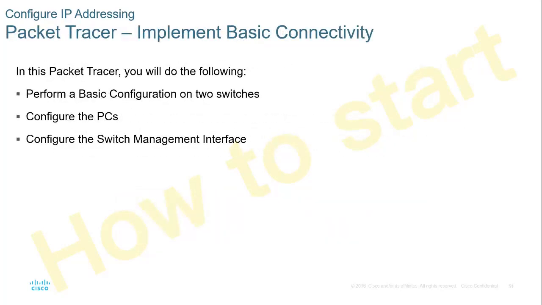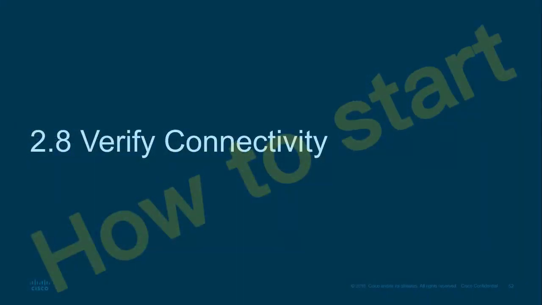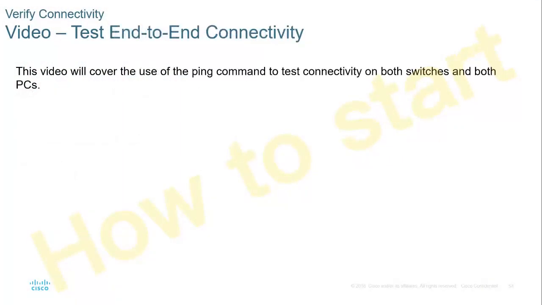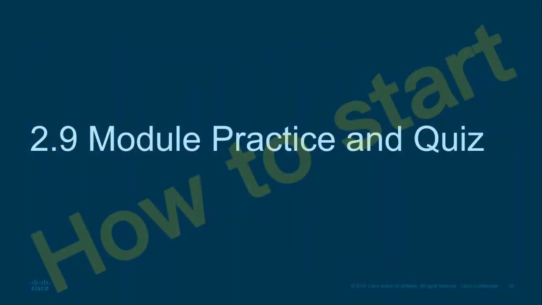We actually have a lab doing basic configuration, configuring the switches, configuring the PCs, and setting up a switch virtual interface. Lastly, once everything is set up, we need to verify connectivity. So how we do that is by doing certain commands like ping and traceroute, which again is outside the scope of this video, which we'll be covering on our next video.